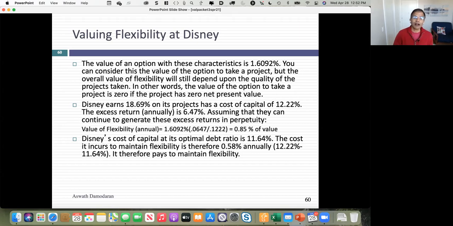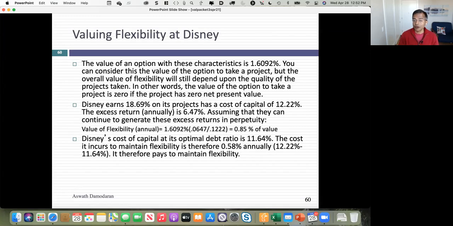By staying underlevered, they're getting financial flexibility, and that financial flexibility is delivering about 85 basis points every year. That's higher than the 58 basis points they're giving up by being underlevered. And guess what? If I believe these numbers, I'm going to tell Disney, you're right. You shouldn't borrow the extra money. Stay at an 18% debt ratio.